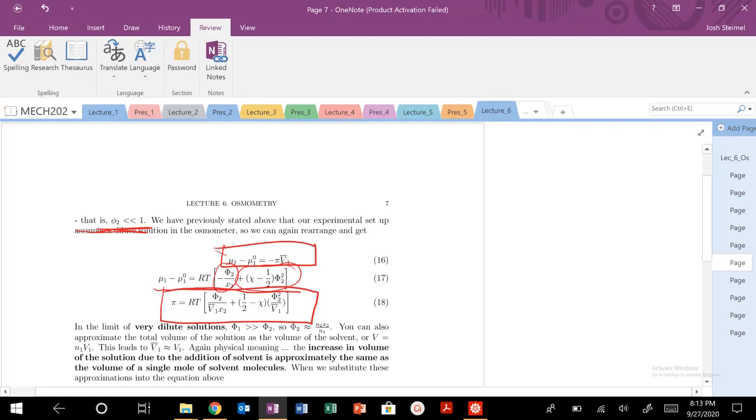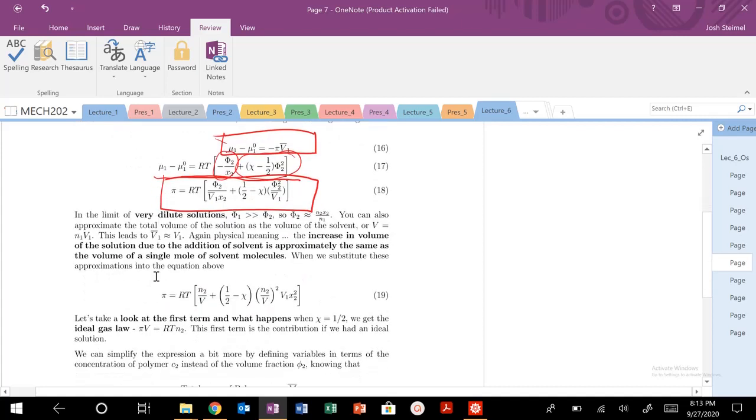And actually, let's make some simplifications right now. If we're in the limit of very dilute solution, as we've derived previously, we can approximate the total volume of our solution as the volume of our solvent. So the total volume of our system, V, the polymer plus solvent, is effectively this right here. So if we're looking at molar volume, like we've talked about previously, our molar volume is approximately equal to V1. So what's the physical meaning? The increase in the volume of our solution due to the addition of solvent molecules is approximately the same as the volume of a single mole of solvent molecules.